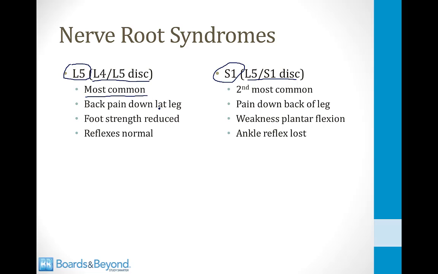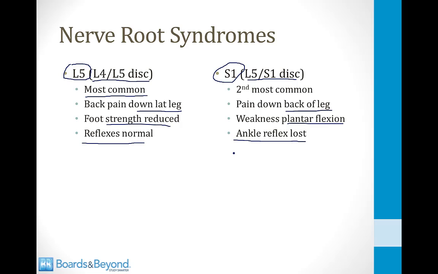The L5 nerve root syndrome is the most common nerve root syndrome that occurs in herniated discs. It results in back pain that goes down the lateral side of the leg. The foot strength is reduced, especially for dorsiflexion. The reflexes will be normal. The second most common nerve root syndrome involves S1 when the L5-S1 disc herniates. In this syndrome, there's pain down the back of the leg, not the lateral leg.